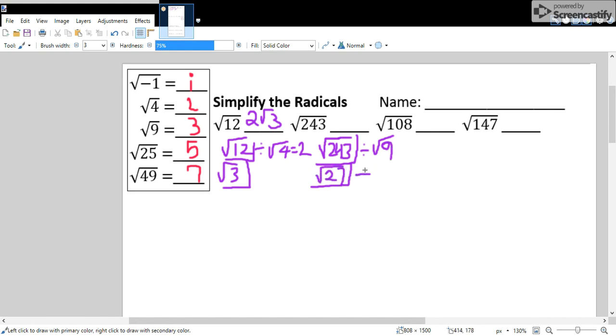And let's see if we could divide another 9. 27 divided by 9 is 3. And just like before, we can't divide 3 by anything here. So our answer is 3 times 3 times the square root of 3. And that equals 9 square root of 3.